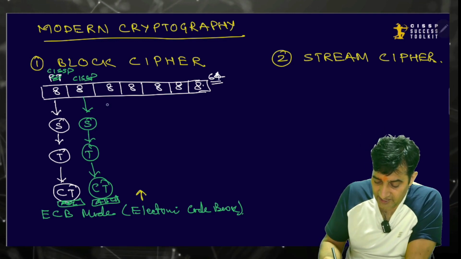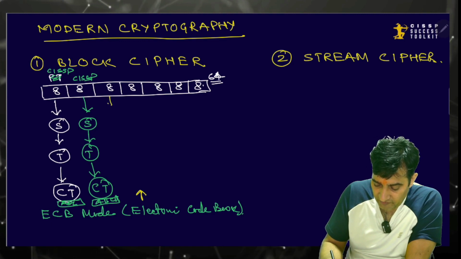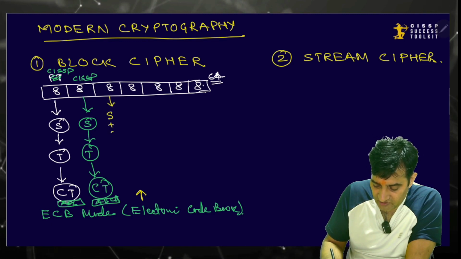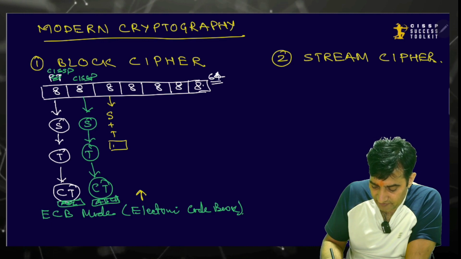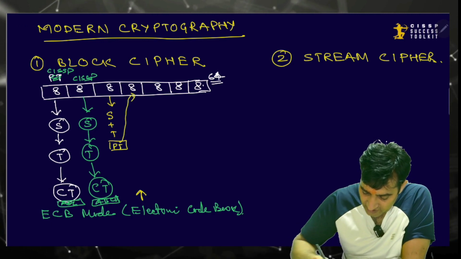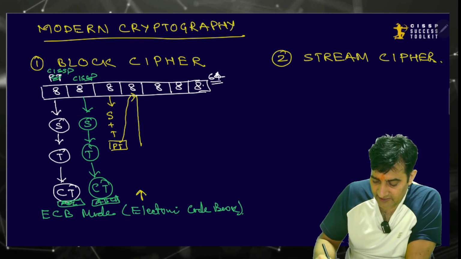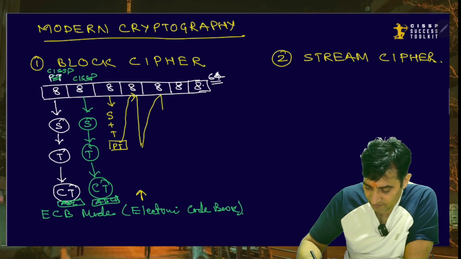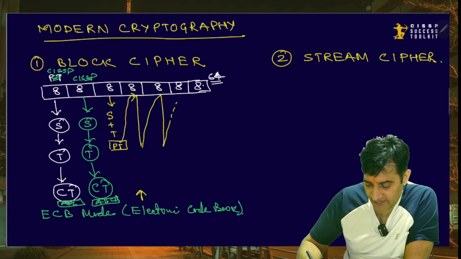Then this particular thing can also be enhanced further. What if the outcome of one block, so when one block goes through substitution plus transposition and it gives me the ciphertext, if I take this output as an input for the next block, like this, the outcome of one block as an input for the next block?